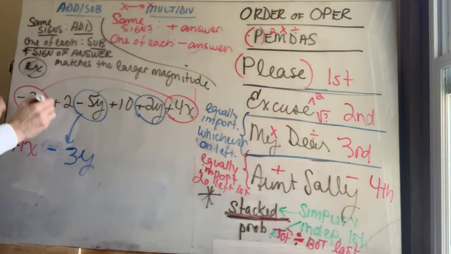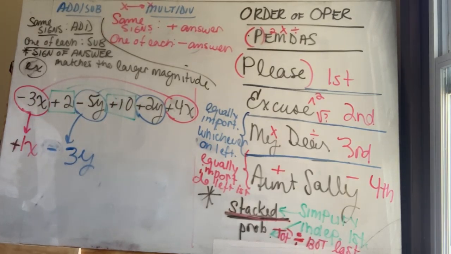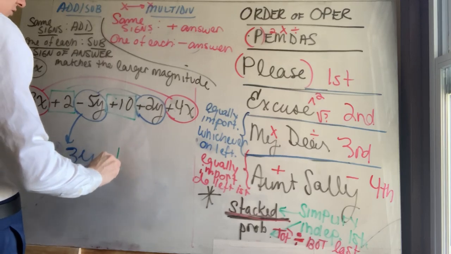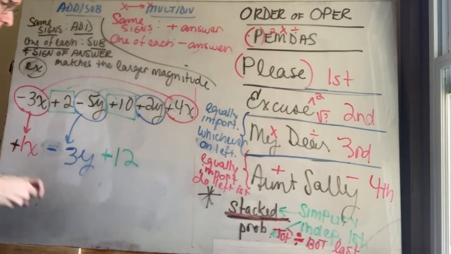Last, you have these two here. That would be just regular constants. 2 and 10. They're the same signs, they're both positive. All right, so you're just going to add them. It's going to be 12, so it's plus 12. All right. And this is your answer.